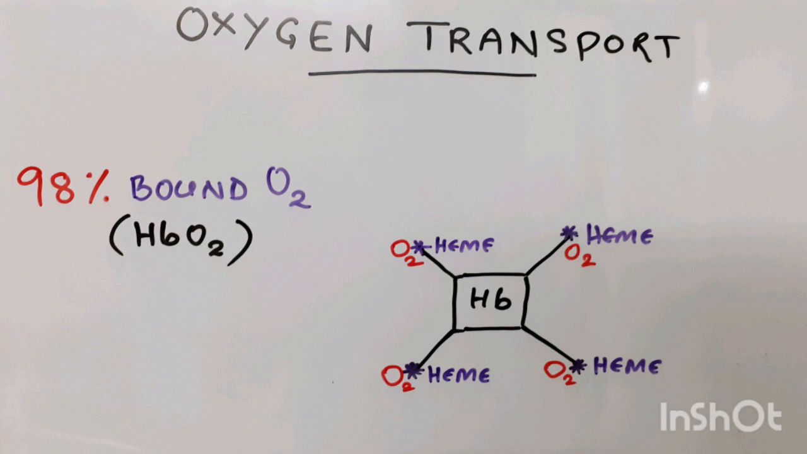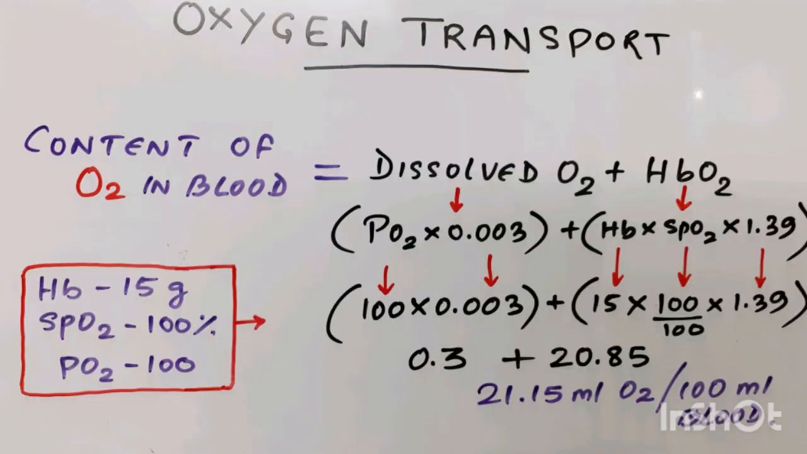Now, after knowing the volume of oxygen dissolved in plasma and the oxygen binding capacity of hemoglobin, we may calculate the oxygen content of blood if we know the hemoglobin concentration, the partial pressure of oxygen, and the percent saturation of hemoglobin of a person. Say, for example, in 100 ml of blood, hemoglobin is 15 gram, the saturation of hemoglobin is 100%, and the partial pressure of oxygen is 100 millimeter of mercury.